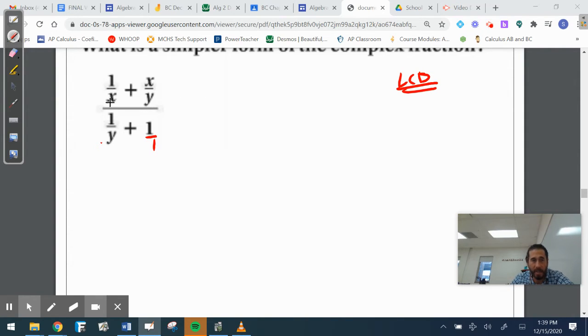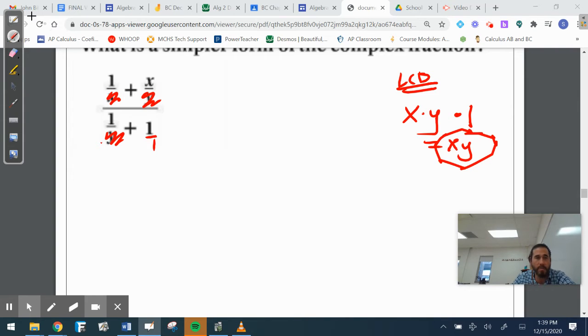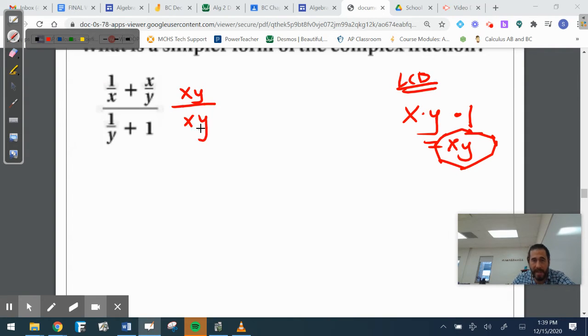What's my LCD? Well, everything's factored, but I've got an x there, so I'm going to add that. Gone. Ooh, y, I'm going to add that y. There's already a y, so I don't have to add that, and then I could add a 1. But do we ever add a 1? No. So it's really just x times y. So what do I do with that? Well, remember, we are going to multiply everything on the top by xy and everything on the bottom by xy.